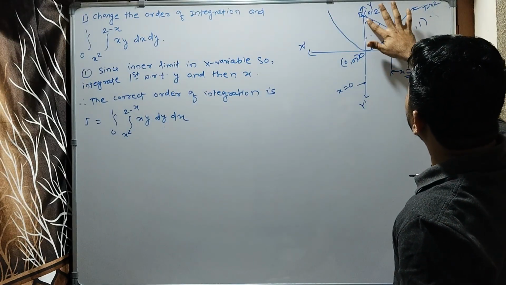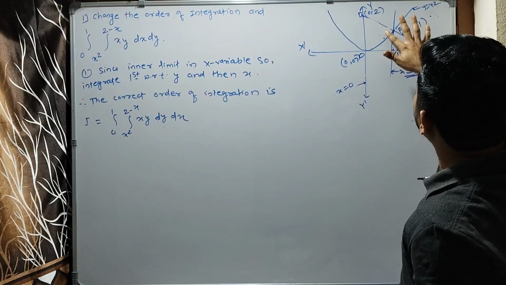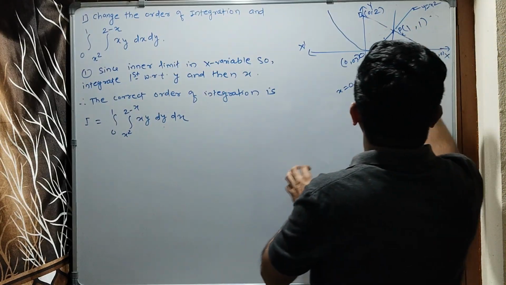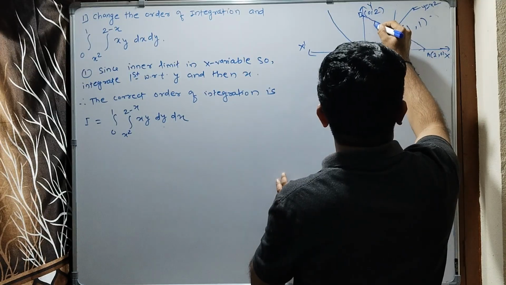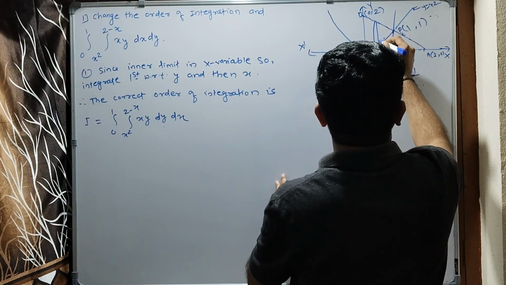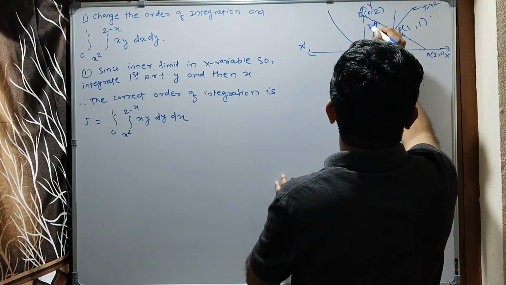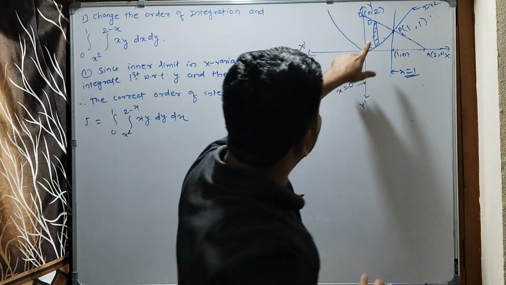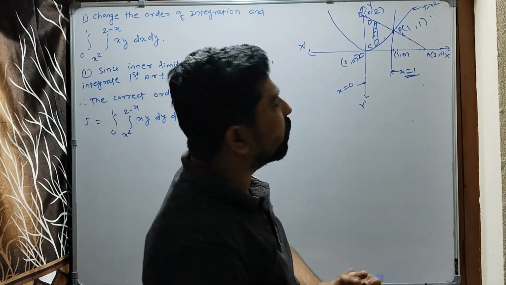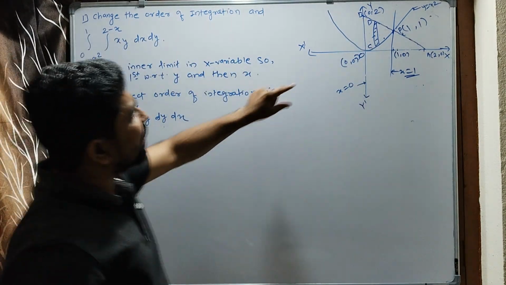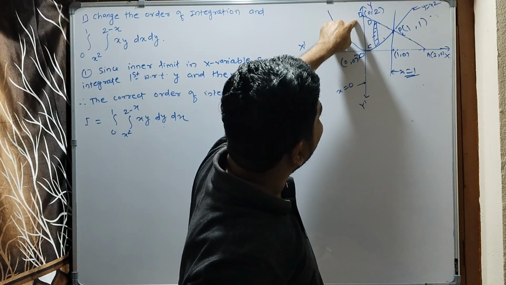So we must draw the vertical strip which is parallel to the y-axis. So here I will draw one vertical strip. Let's say this is my vertical strip CD, which is parallel to the y-axis.